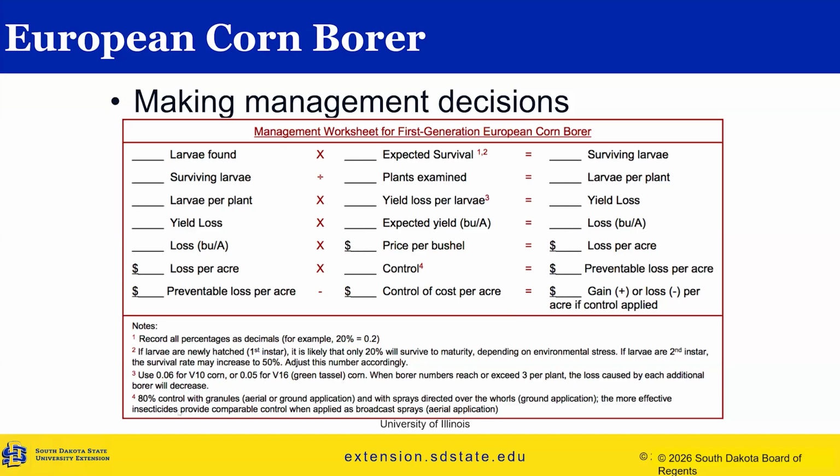Something I also always like to note is that if you manage this pest, pretty much the best level of management we get is 80%. That's with granules, because you need to get those down into the whorl to where those caterpillars are trying to make their way down into the stalk. And so management of this pest is not 100%.